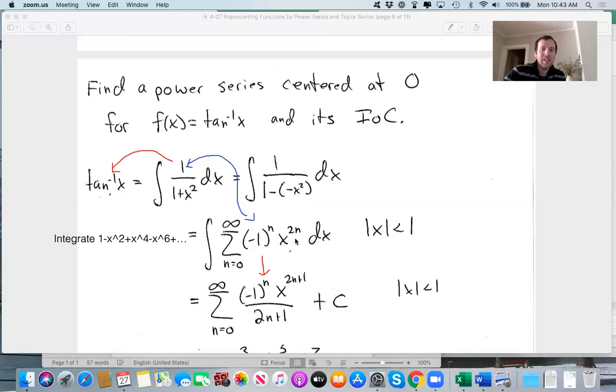And so anything that looks like this, if we want to integrate it, the negative 1 to the n doesn't have any x's, so that stays there. x to the 2n, 2n is some exponent. That's the 2, the 4, the 6. We're saying whatever exponent that is, increase it by 1 and divide by that new exponent. So that's what happens if you integrate term by term, if you integrate each of these using the power rule.